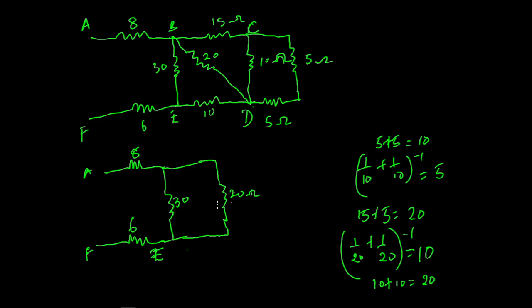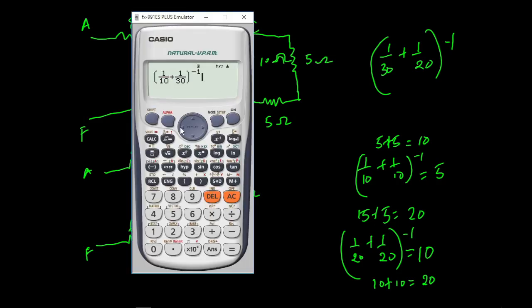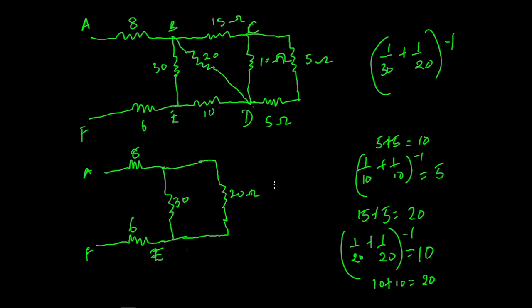Now this 20 ohms is in parallel with this 30 ohms. So to get the effective resistance, we are going to have 1 over 30 plus 1 over 20 raised to the power of minus 1. So to calculate that, let's reach out to our calculator. So we have 12 ohms there. So these two resistors can simply be replaced with a 12 ohms resistor.